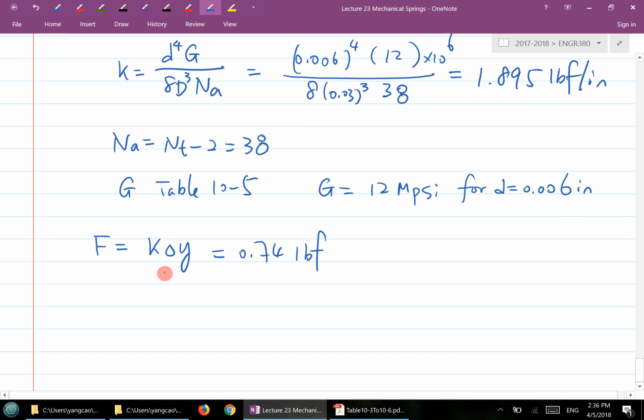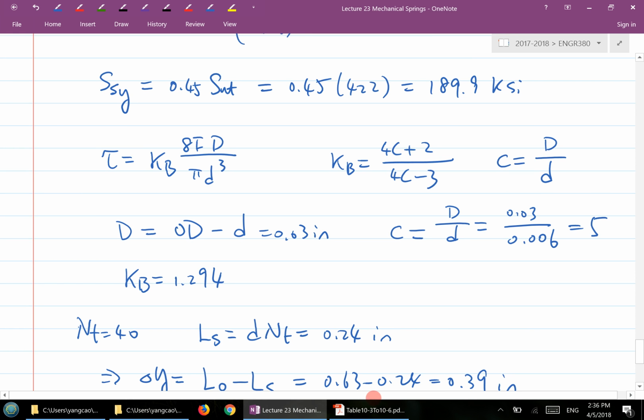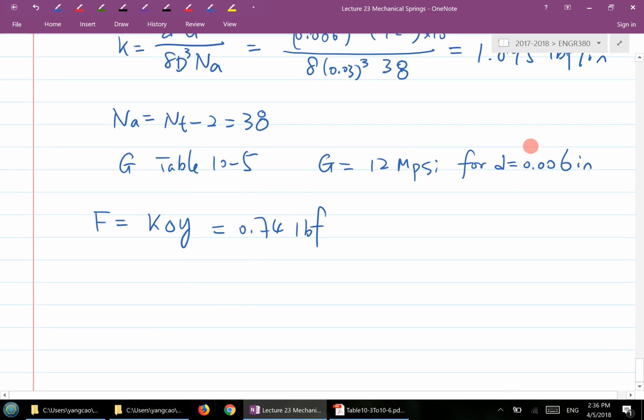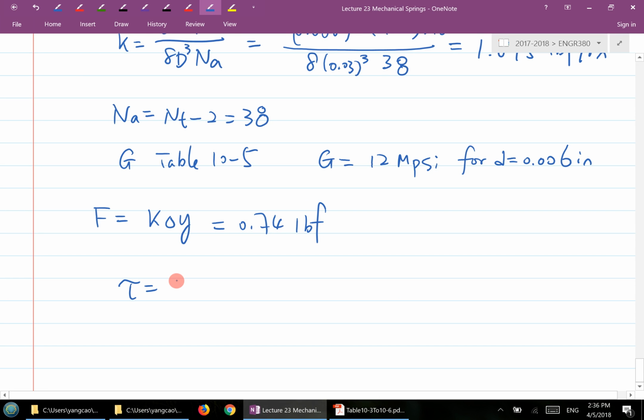So that's the number. That's the total force. Then I'm going to substitute everything into the stress formula for the spring. So tau equal to KB 8FD over pi d cubed gives us 338.2 KSI. Okay, the result is this much. So that's how much stress inside the spring.